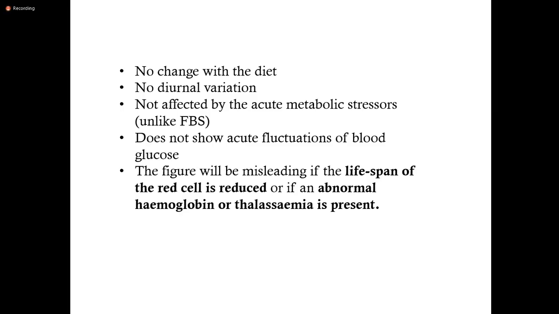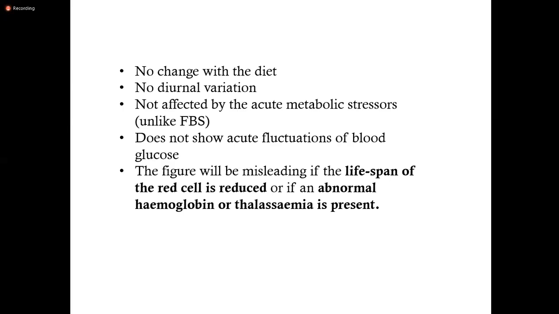And there is a drawback of this, because this HbA1c percentage does not show sudden acute fluctuations of glycemic control that could happen from time to time. HbA1c shows the average glycemic control, not the acute fluctuation of blood glucose levels.